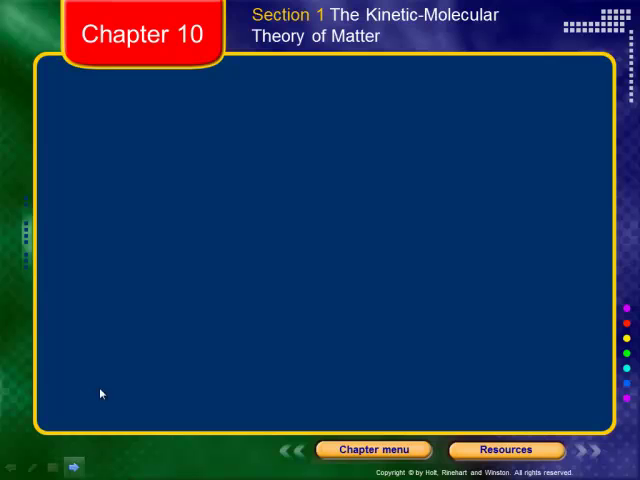First thing we're going to do, though, you'll notice up at the top here it says Chapter 10. We're going to review a little bit about the kinetic molecular theory of matter, which we need for this section. This is in Chapter 10, Section 1, and if you need any additional information, I would strongly recommend that you go there and read that.